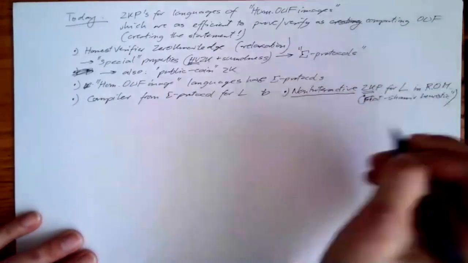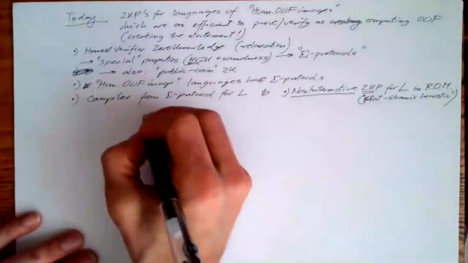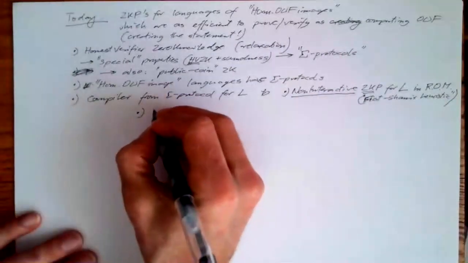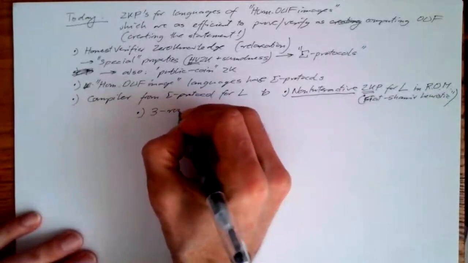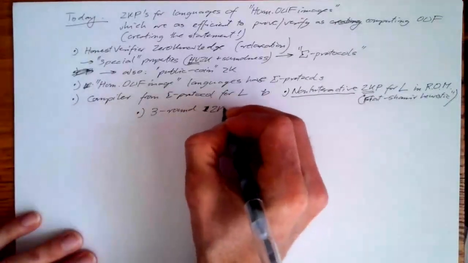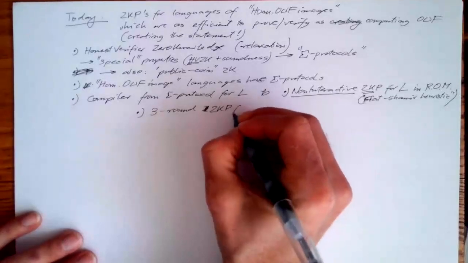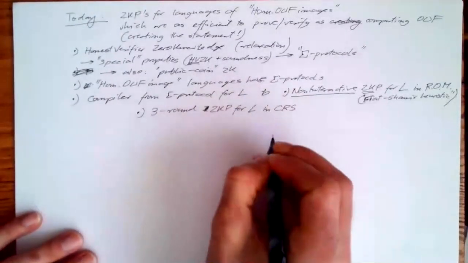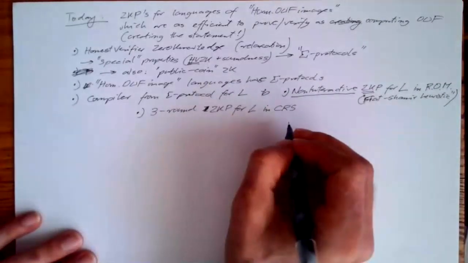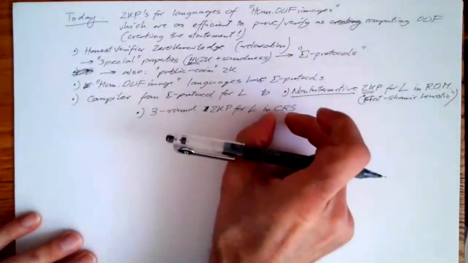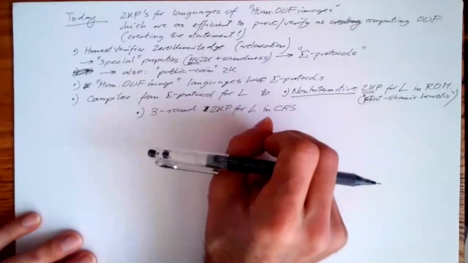This methodology. But that's not the only thing you can get. Also, the 3-round zero knowledge proof for L in the CRS, the common reference string. So you don't need to trust a hash oracle, but you do have to trust some parameters.